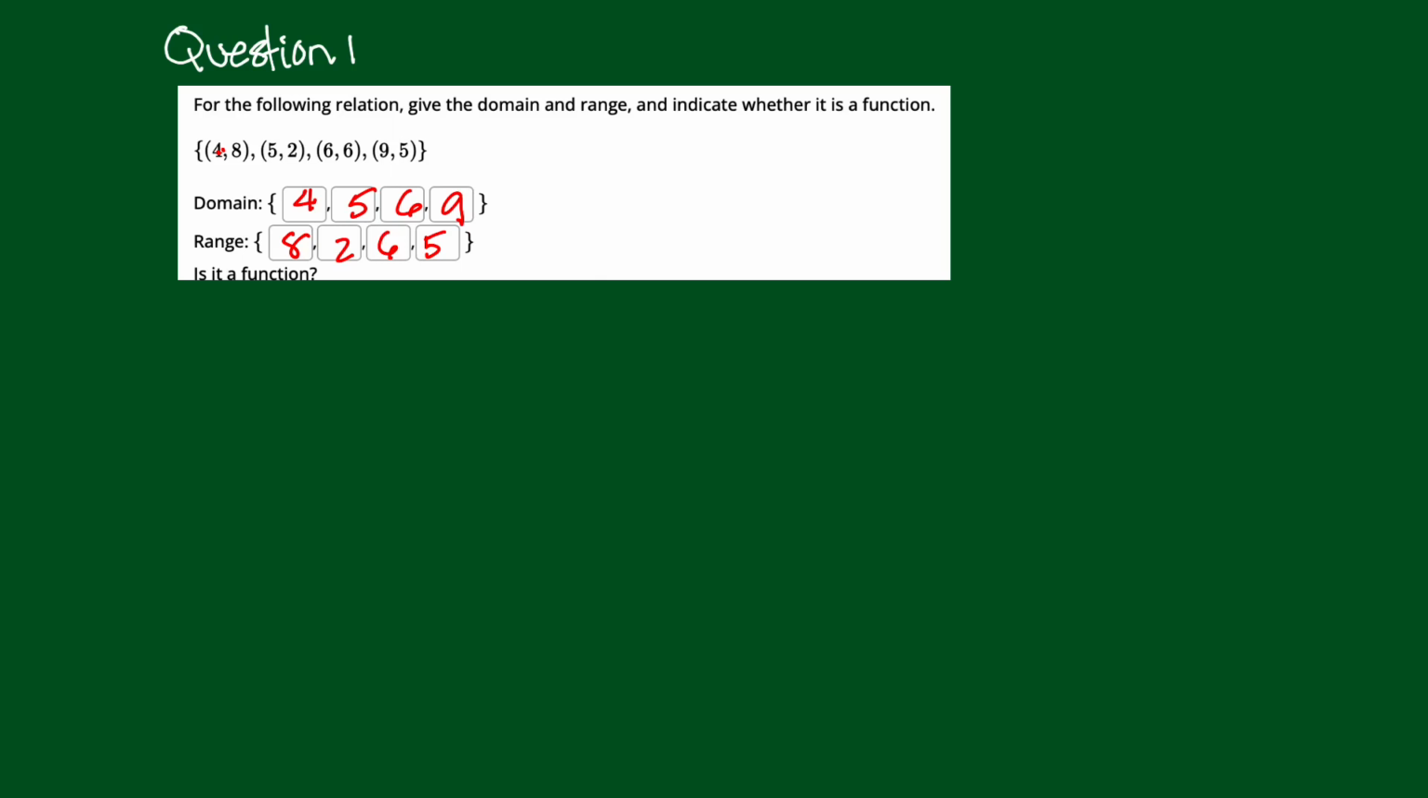And you can see just by looking at this, as you look at these ordered pairs, all you have to do is look at the first component. If the first component appears only once, it's going to be a function. All right, so I'm going to say, is it a function? Yes.